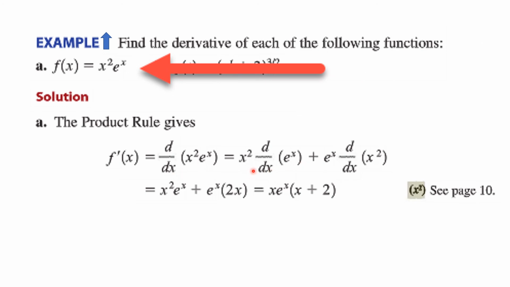So it's going to be the first function times the derivative of the second plus the second function times the derivative of the first. And so it's x squared times the derivative of e to the x. The derivative of e to the x is e to the x, plus e to the x times the derivative of x squared, which is 2x. And if you simplify that, you can factor out an x and e to the x from each term. And this is the simplest way you have it. Again, I'm going to be asking you to plug numbers into these things.